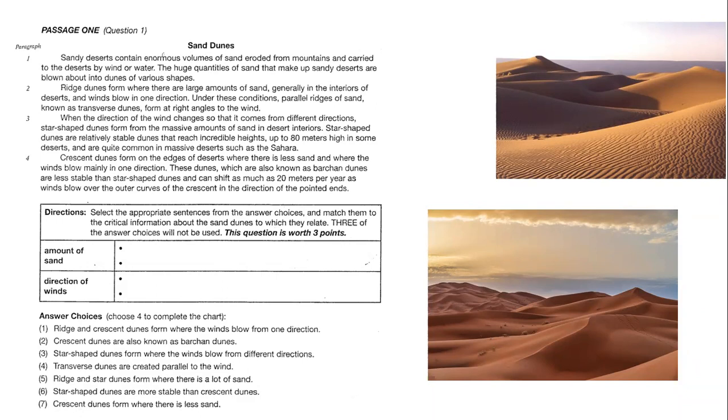Sand dunes. Sandy deserts contain enormous volumes of sand eroded from mountains and carried to the deserts by wind or water. The huge quantities of sand that make up sandy deserts are blown about into dunes of various shapes.